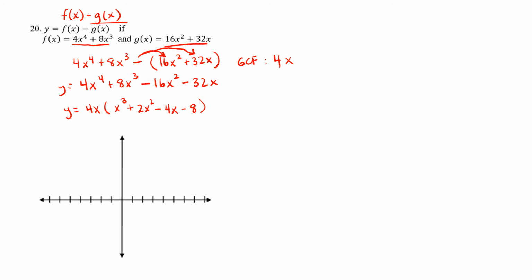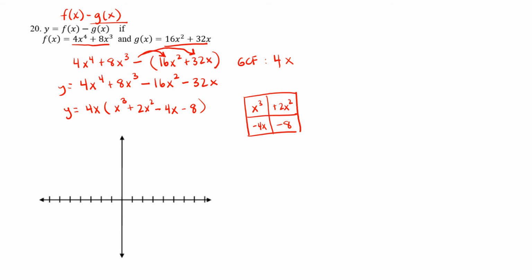Now to finish this problem off, we do need to factor what's left in the parentheses here. And that's when we set up our area model. So set up your area model, and what we're going to do is fill in the area model with what we have here. So the x cubed, upper left, positive 2x squared. I'm just filling it in one at a time. Negative 4x here and negative 8 at the end.